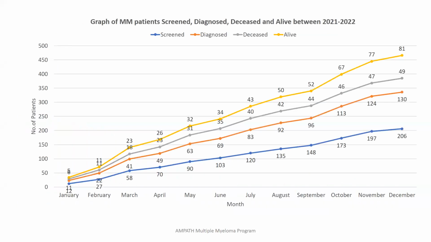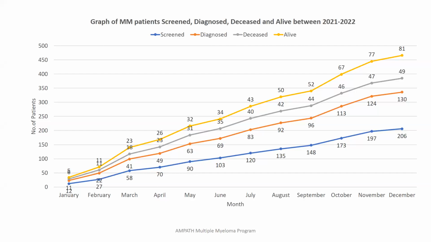Next slide. This is a graph of the multiple myeloma patients. We are looking at the number of clients who were sent to be screened for multiple myeloma, between 2021 and 2022. When you look at the blue line, we have about 206 clients.